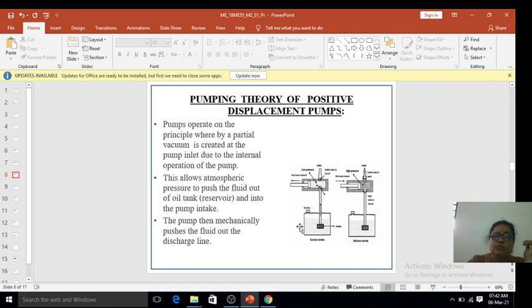When the pump operates, a very small amount of pressure is developed. This small amount of pressure itself allows the atmospheric pressure to push the fluid out of the tank or the reservoir, so that the pump intake takes place. The pump then mechanically pushes the fluid out of the discharge line.